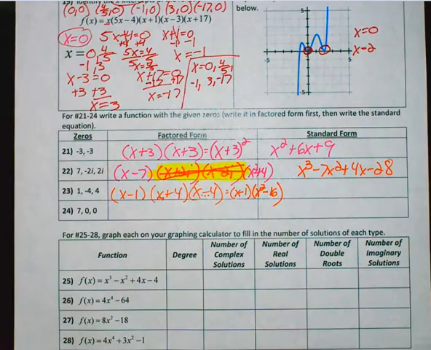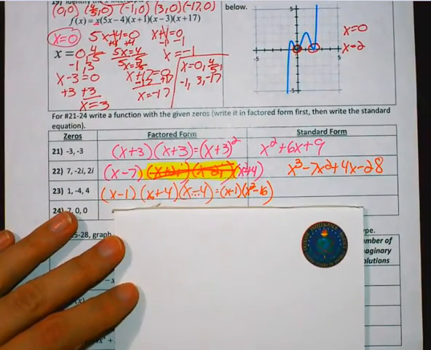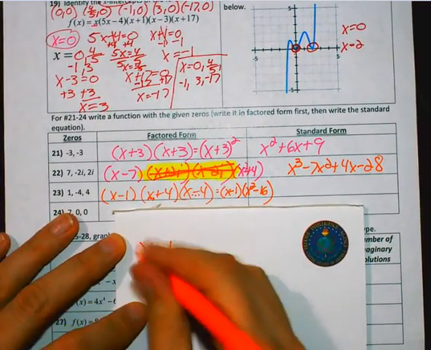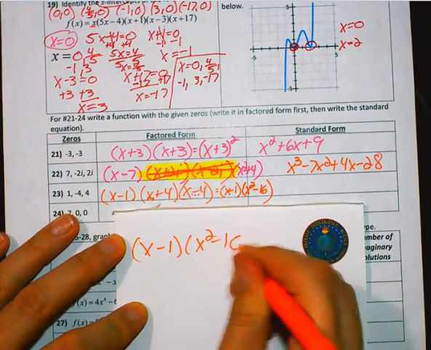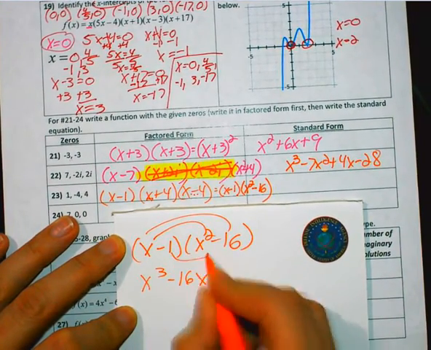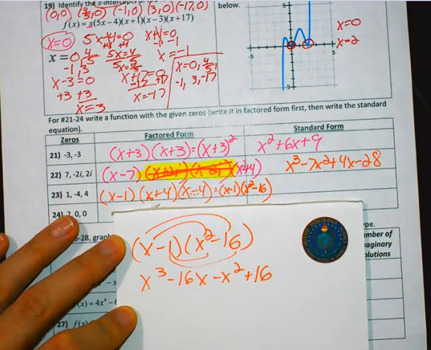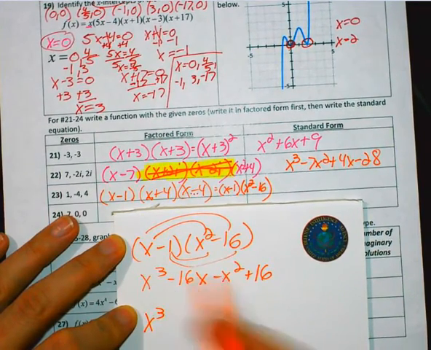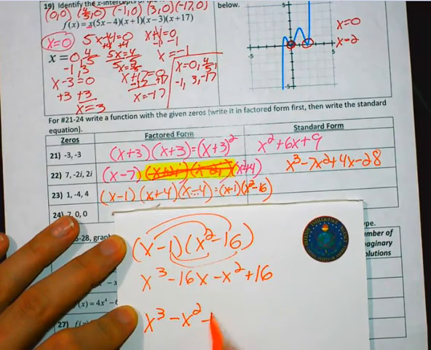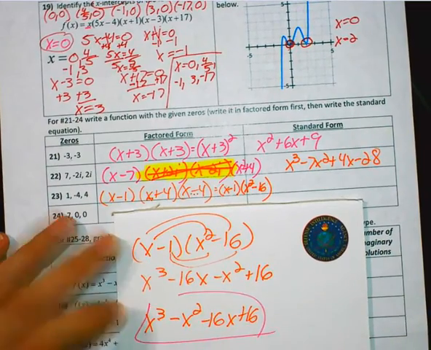If you didn't see that right away, then you can always multiply those two together, x plus 4, x minus 4, just like we did up here. But I'm going to continue with this. So I have x minus 1 times x squared minus 16. Multiply: x to the third minus 16x minus x squared plus 16. Remember that in standard form, that means that they have to be in order. So I have x to the third minus x squared minus 16x plus 16. Now they're in order. We're in standard form.